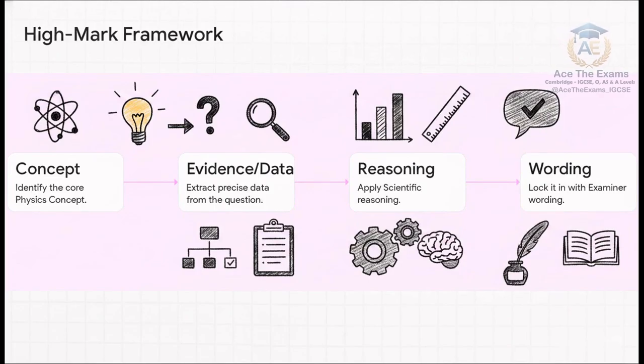Okay, so how do we actually guarantee full marks? Well, we filter every single question through this 4-step high mark framework. Step 1, identify the core physics concept. Step 2, extract the precise evidence or data. Step 3, apply your scientific reasoning. And step 4, this is where like 90% of students mess up, lock it in with the exact examiner wording. If you align with these 4 steps, you're handing the examiner exactly what they want on a silver platter.